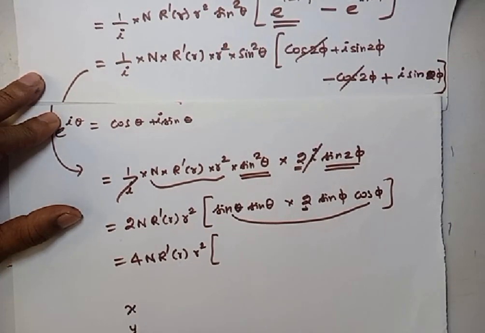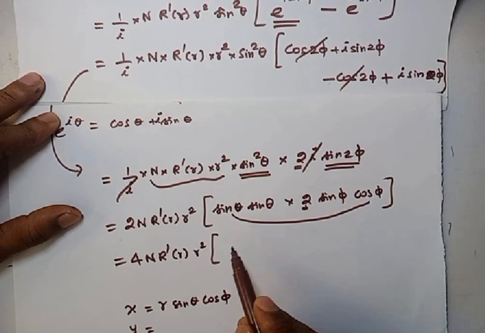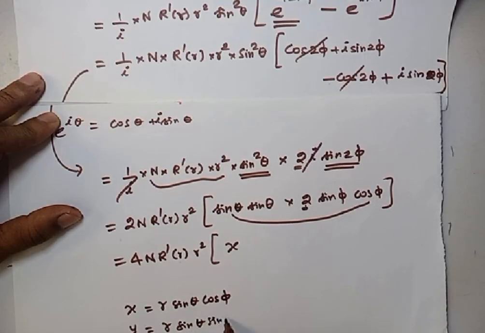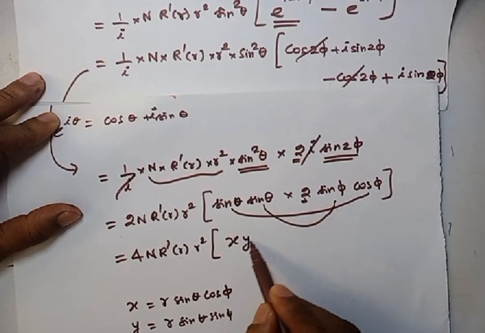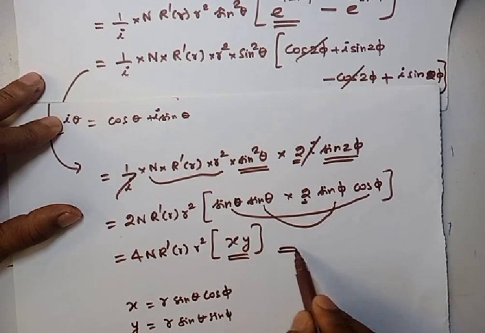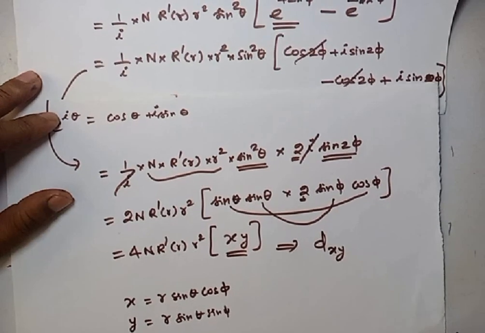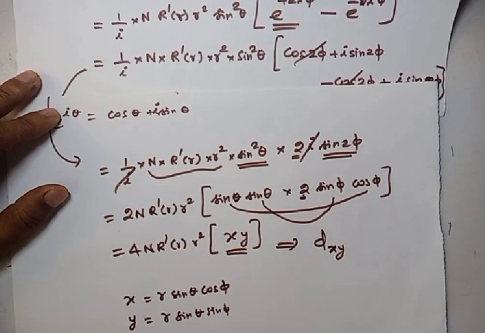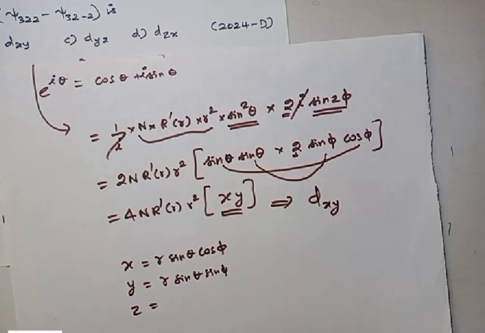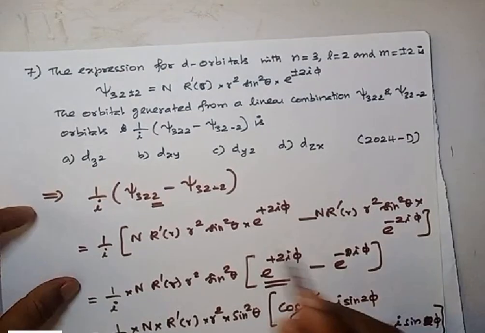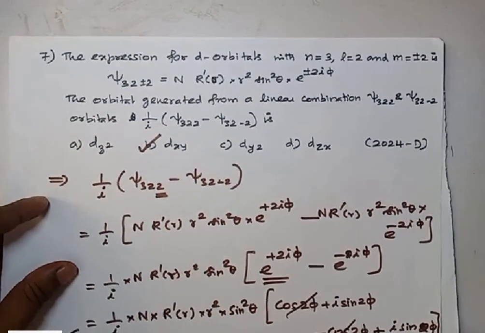What are x, y, z in terms of spherical polar coordinates? X is equal to r sine theta cos phi. Am I right? So sine theta cos phi combines to give x. And what is y? R sine theta sine phi. So sine theta sine phi combines to give y. So this orbital corresponds to a d orbital with the xy coordinates. So it is dxy. Right? So this orbital is a d orbital, very specifically the dxy orbital. So the correct option for this question is option B. The orbital is the dxy orbital.